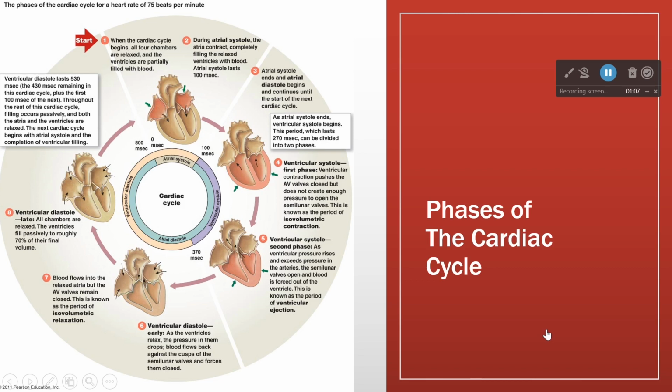Now, once ejection has occurred, the heart starts to relax. That's ventricular diastole. As diastole occurs, first the valves all close and we have isovolumetric relaxation. Then once the heart has depressurized, the AV valves can open again and we get filling and go around the circle.